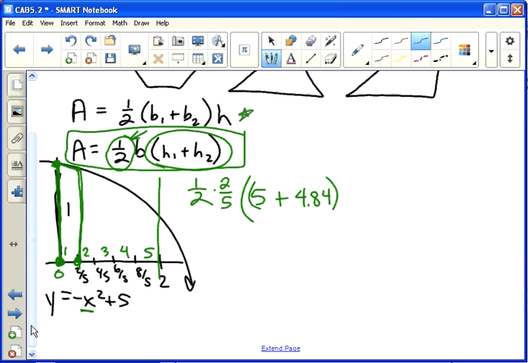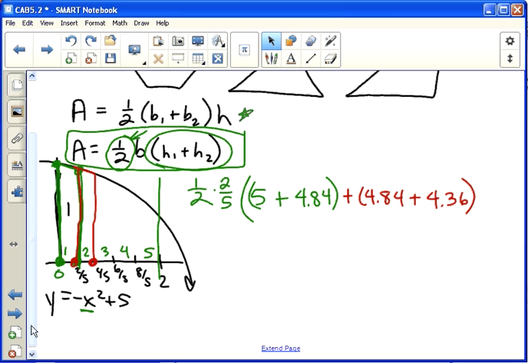Now as we go to the second subinterval, we use the height at 2/5 and at 4/5 and draw a trapezoid. So the height at 2/5 is 4.84. The height at 4/5 is 4.36.